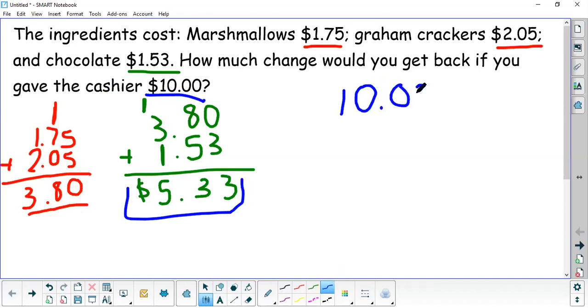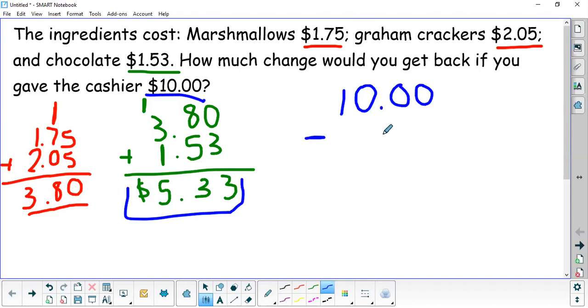And in order to find the change, am I still adding? No, I've given the cashier $10. I'm paying $5.33 for my ingredients. They're going to give me money back. So that means they're subtracting money out of the $10 I gave them. So we'll put the subtraction sign here.